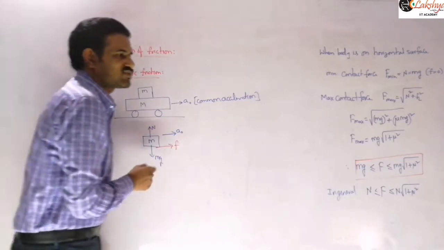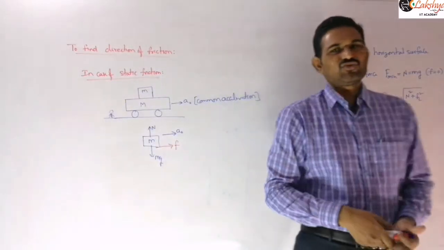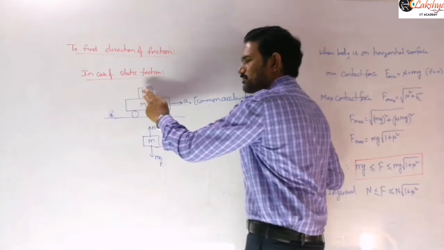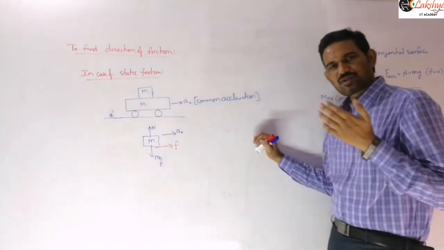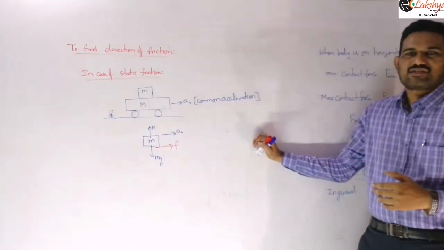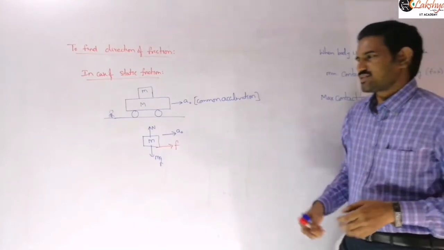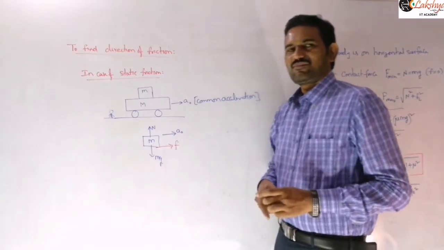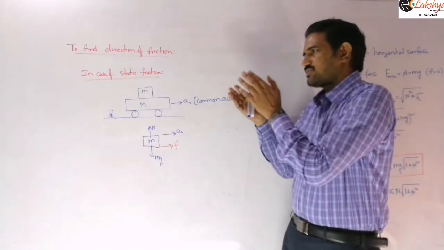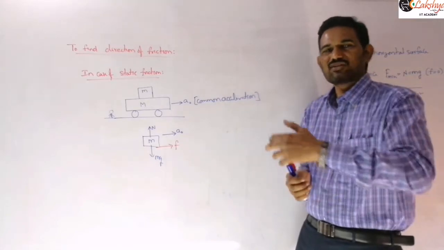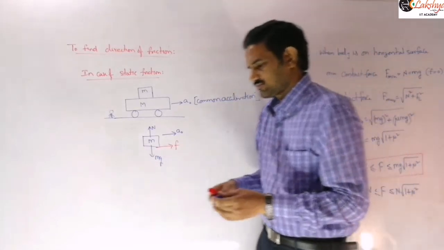And here, which type of friction is this? There is no slipping between these two objects. That means with respect to the surface, this object is at rest. With respect to the truck, that object is at rest. And so the frictional force acting on this object is nothing but static friction. So on the block, the static friction is acting in the forward direction. Because of static friction only the block is moving.